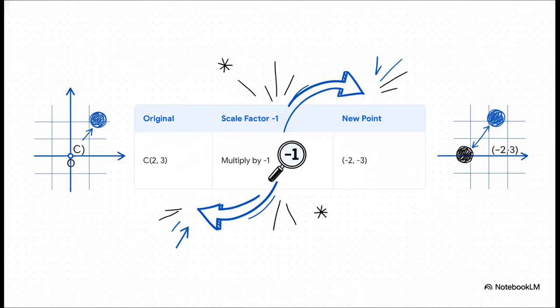Let's break down exactly how this sorcery works. Let's say we have point C sitting pretty at +2, +3. Now, we're going to apply a scale factor of -1. Watch what happens here. We multiply the 2 by -1, and we get -2. We multiply the 3 by -1, and we get -3. The new point is completely flipped to -2, -3. The shape stays the exact same size in this case because the number itself is just 1, but that negative sign throws the whole thing directly across the origin.